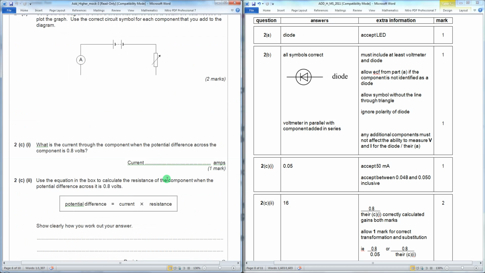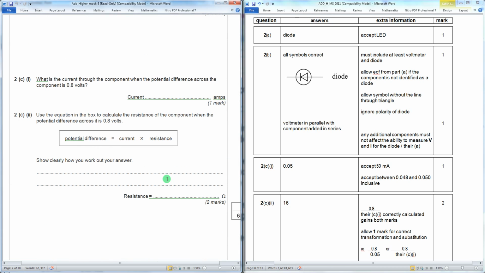So, 2C part 2. Use the equation in the box to calculate the resistance of the component when the potential difference across it is 0.8 volts. What you've got here is you're after the resistance, and the resistance is not at the start of the equation. It's not what we call the subject of the equation. So we have to rearrange this equation. We want resistance on its own. We need to get rid of the current here, so we need to divide by current. That means resistance is going to be potential difference divided by current.